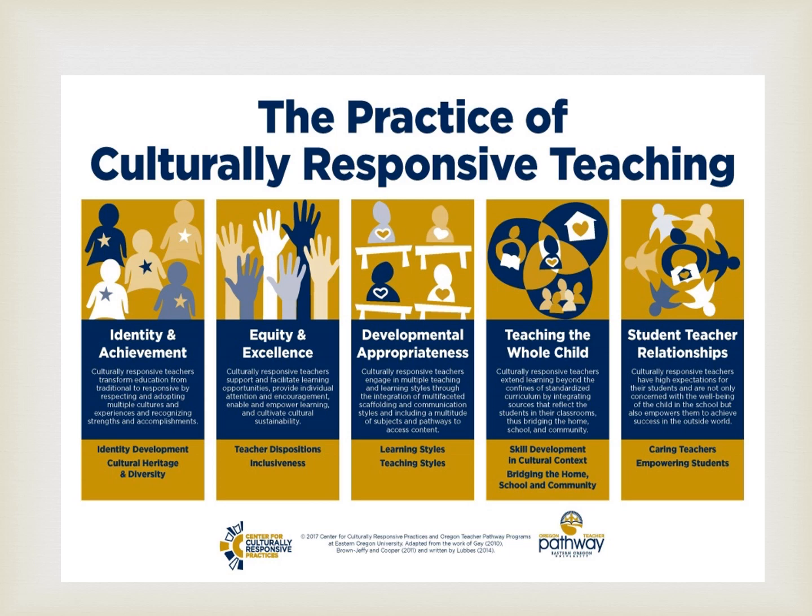Now, we'll move on to the practice of culturally responsive teaching. So, we have identity and achievement, equity and excellence, developmental appropriateness, teaching the whole child, and student teacher relationship. Now I will expound on identity and achievement.